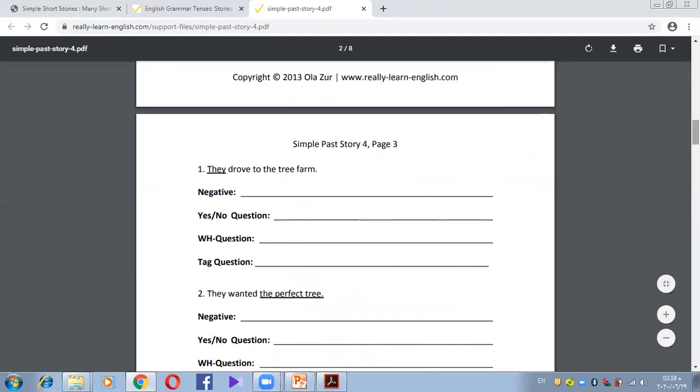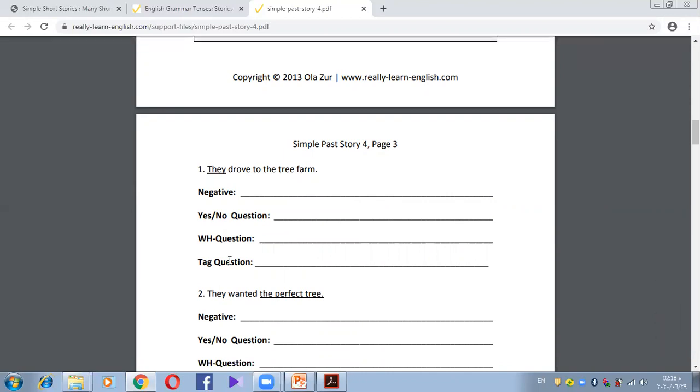Do you see now? And then he asks you to answer questions using the negative, yes or no question, WH question. We don't want that question now. We didn't take it so far. Okay, so it's a really great practice for you.